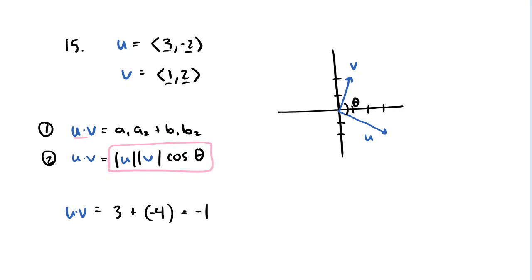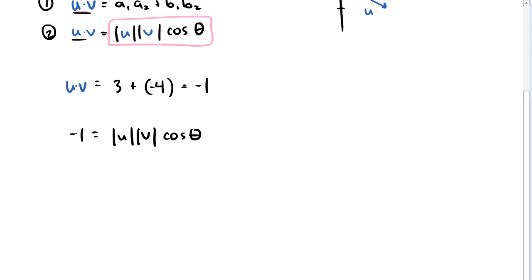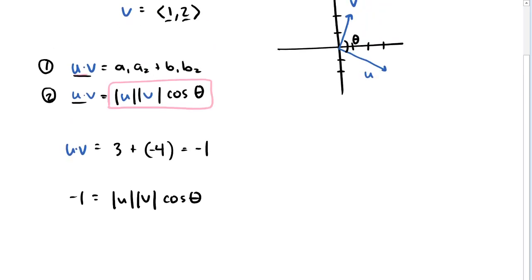So this is negative 1. And then here, now we know what u dot v is equal to. And so here we can use this second approach to find cosine of theta, to find theta. And so here we need to figure out the magnitude of u and the magnitude of v, in other words, the lengths of the vectors, and this is just done by using the Pythagorean theorem, right?